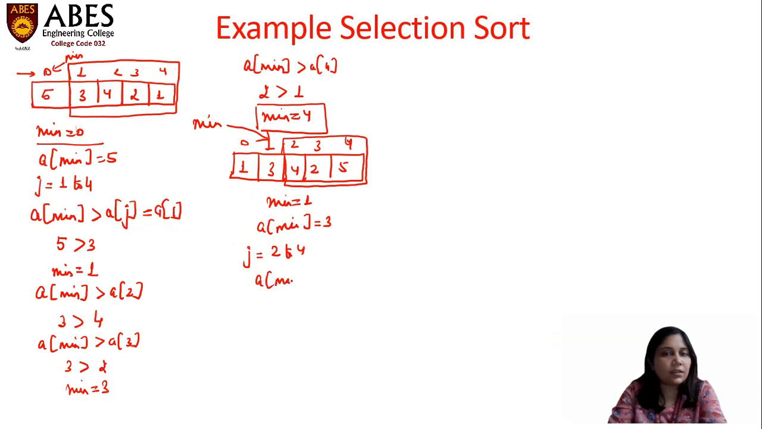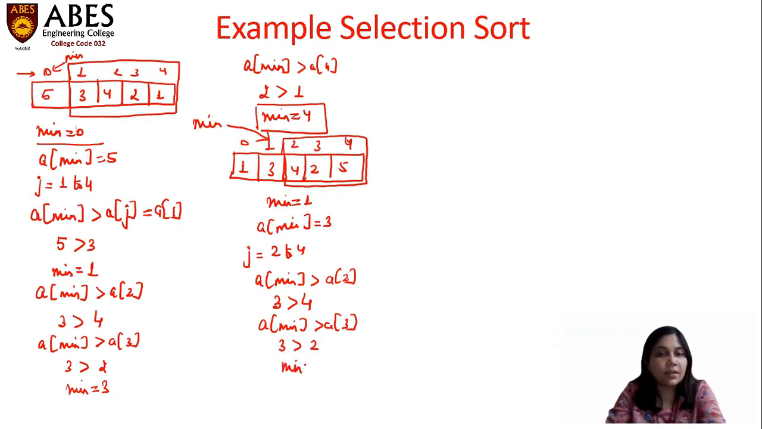So here A of min, the condition will remain same, is greater than A of 2. I'm not writing A of j because now you have understood. A of min is what? It is 3 is greater than A of 2 is 4. So if you see condition is false, so there is no need to change the minimum. Minimum index will remain the same, which is 1. Again, A of min is greater than A of 3. A of min is 3, but A of 3 is 2. Now, if you see 3 is greater than 2, condition is true. It means my minimum index will change to 3 value.